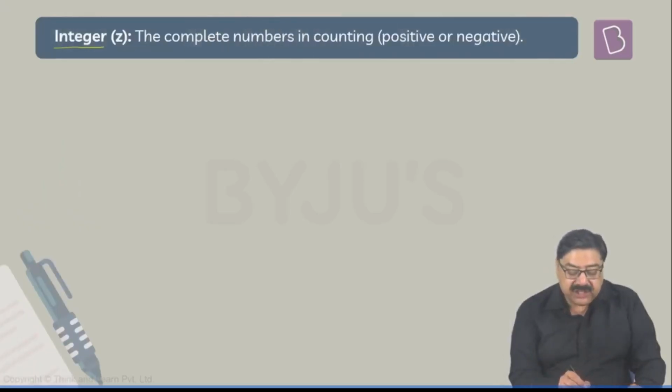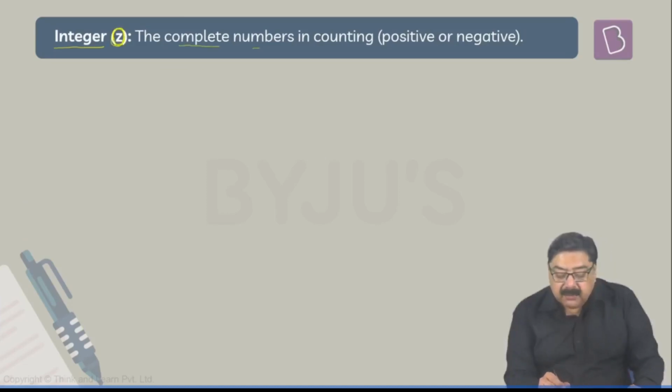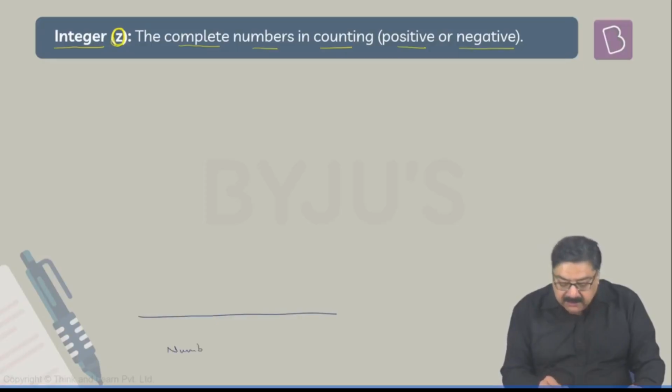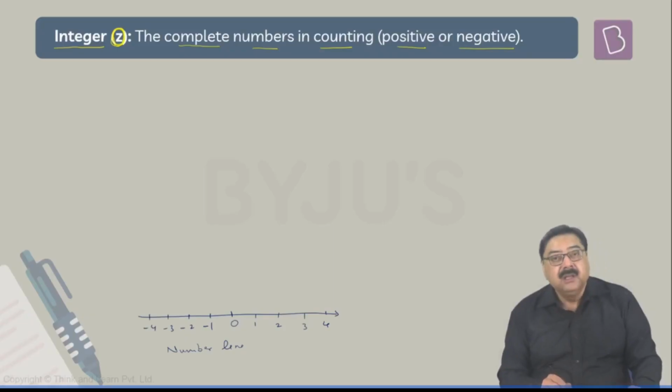Now, what is an integer? Now, firstly, an integer is represented by the letter Z, as you can see here. The complete numbers in counting, positive or negative. Now, we know that there is something called a number line. If this is where 0 is, this shall be 1, 2, 3, 4, and so on. And less than 0, we have numbers like -1, -2, -3, -4. So these are counting numbers 1, 2, 3, 4, or 0, or even -1, -2, -3, -4.